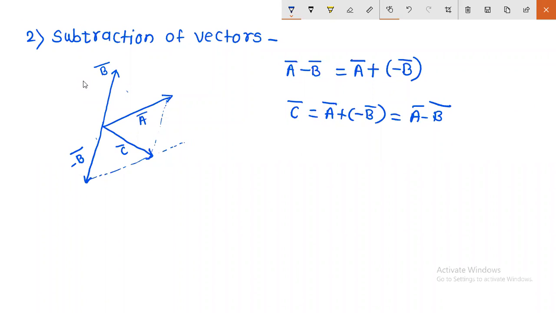Here we have simply taken two vectors, a bar and b bar. If we consider a Cartesian coordinate system, that is a 3D system, with x, y and z axes, then how can we add or subtract these two vectors? First of all, I'll write these two vectors a bar and b bar in the Cartesian coordinate system, that is in x, y and z terms.